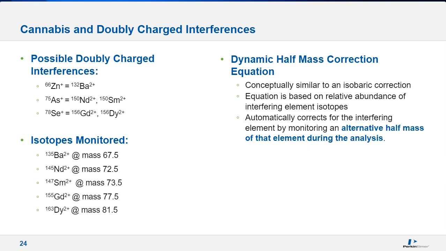Therefore, to streamline analysis and improve accuracy, we recommend the use of dynamic half-mass corrections. By using this type of correction, the system can automatically correct for the interfering element by monitoring an alternative half-mass of that element during the analysis by using resolution less than or equal to 1/2 of an AMU, or atomic mass unit. This resolution is easily set up in the system optimization.